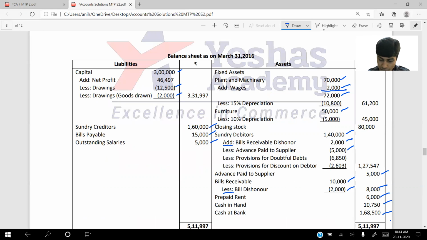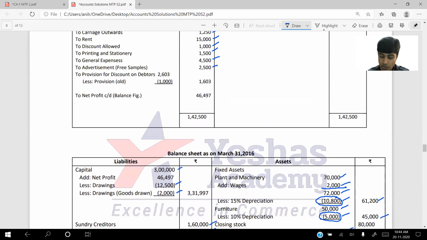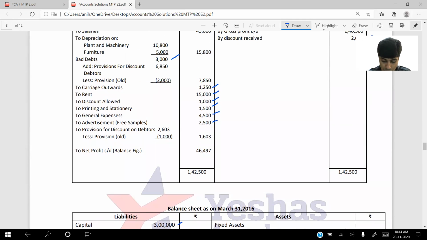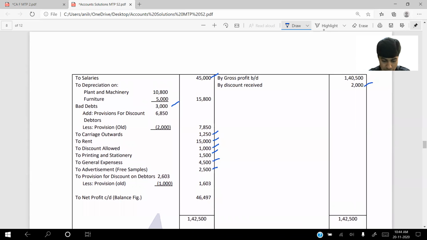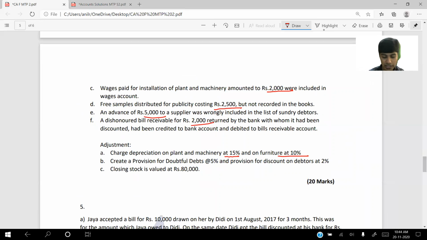Have a look. 15%, 10,800 and balance is 61,200. 5,000, 10%, this one. This 10,800 and 5,000 has to be written to P&L account debit side. Do you see it? Yes, 10,800 and 5,000. Total depreciation comes to 15,800. Perfect. Now we are left with the last adjustment, that is with regard to provisions. Provision for doubtful debts at 5% and provision for discount at 2% is to be maintained. Okay, let us do that.